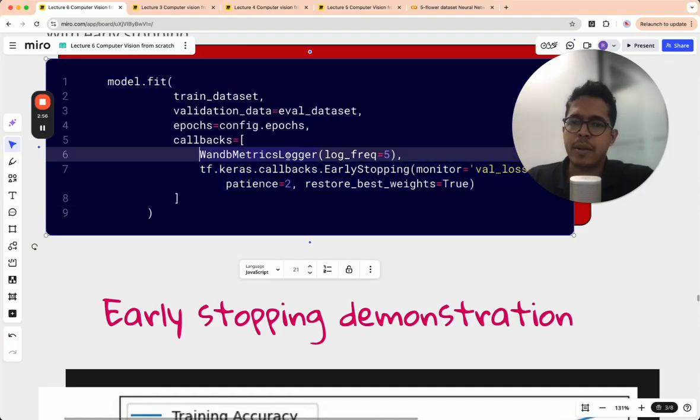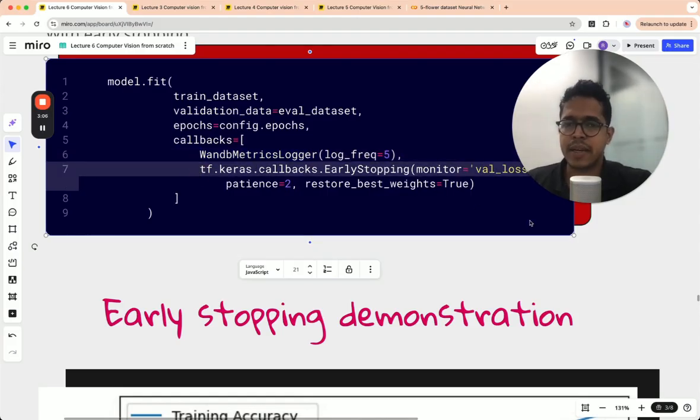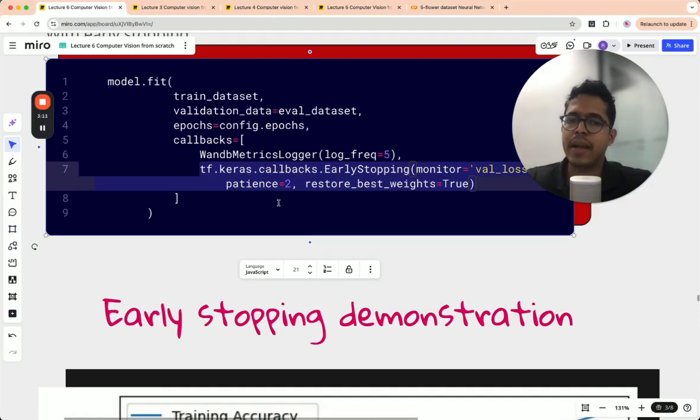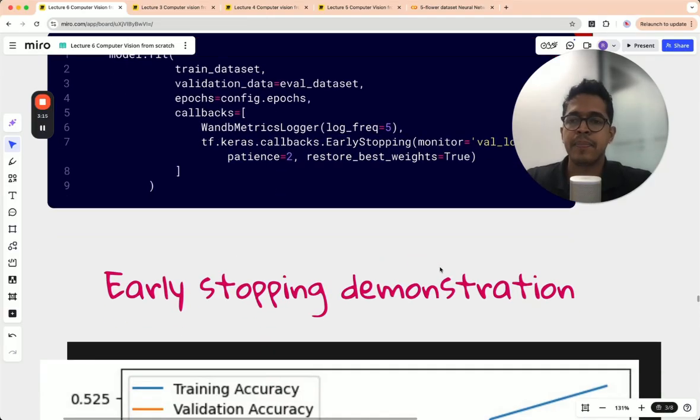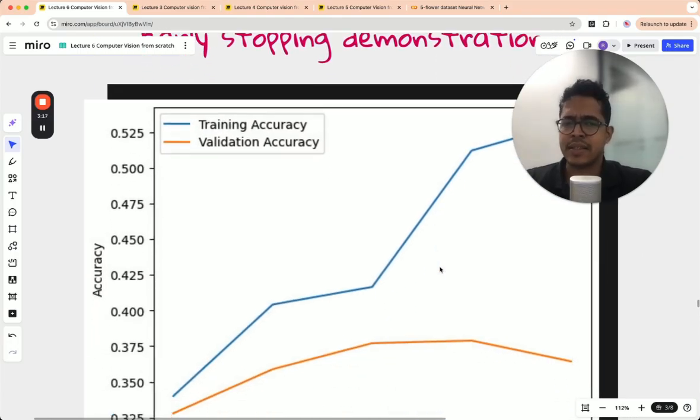You are just implementing this callback in the model.fit. This WNB metrics logger is anyway different. That is for logging your training outputs into Weights and Biases, so this is not the line that you should pay attention to. Just pay attention to this part in the callback. If you add this callback, it will automatically take care of stopping the code early. So early stopping is fairly easy, right?